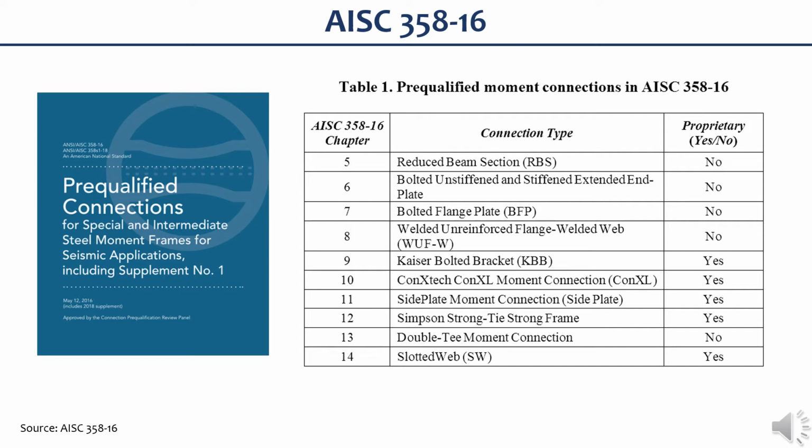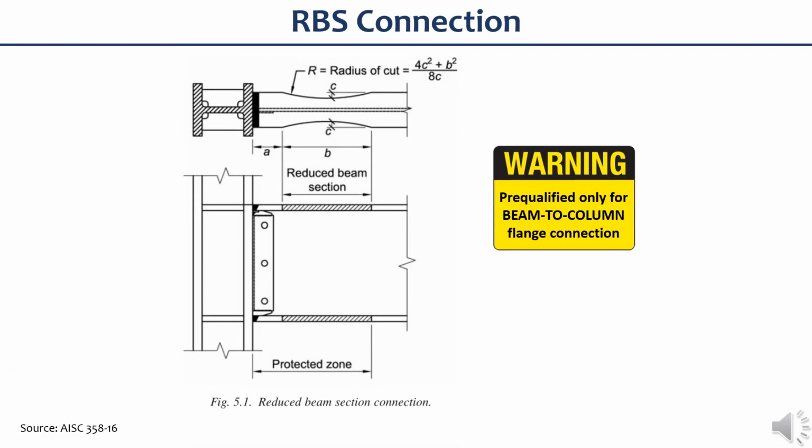Design engineers may choose between the 5 non-proprietary and 5 proprietary connections. When using the latter for building construction projects, engineers must obtain a license and work with the patent holders. Now, in this presentation, 2 different pre-qualified connections will be described in detail. The slide shows a reduced beam section, commonly known as the dog bone connection.